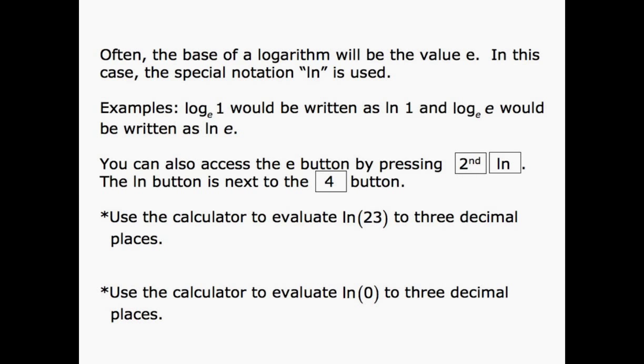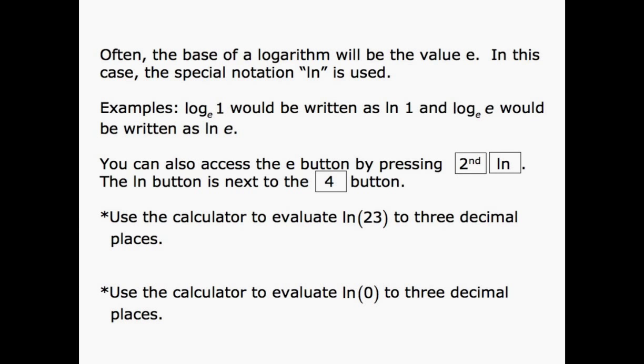As an example, if you wanted to say log 1 base e, you would actually write ln 1, or the natural log of 1. As a second example, if you wanted to write the log of e base e, you would actually write ln e, or the natural log of e. So basically, if you're ever working with a log and the base is e, you're not going to write the word log, but you're going to write the letters ln, which stands for natural log.